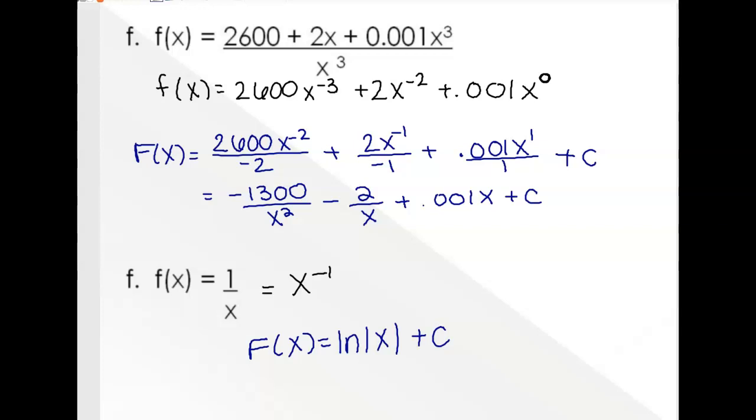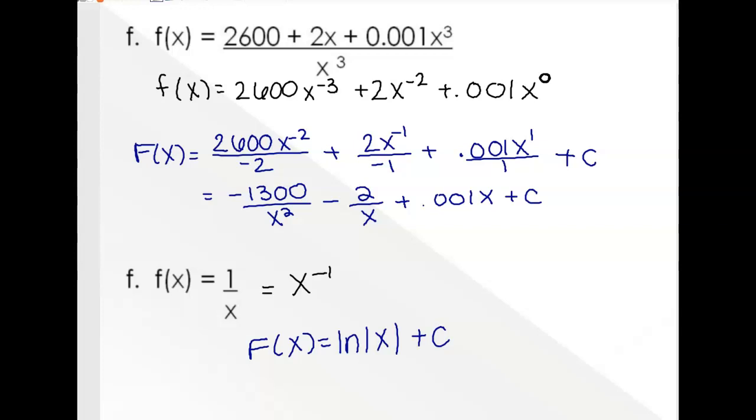Thank you. You're welcome. So then f of x in this case is kind of just a continuation of what we did with letter f. The antiderivative of 1 over x is the natural log of x plus c, where once again you have those absolute values around your natural log of x.